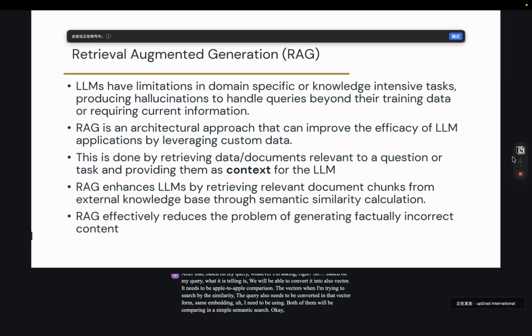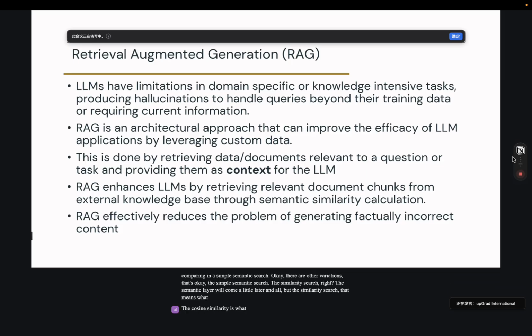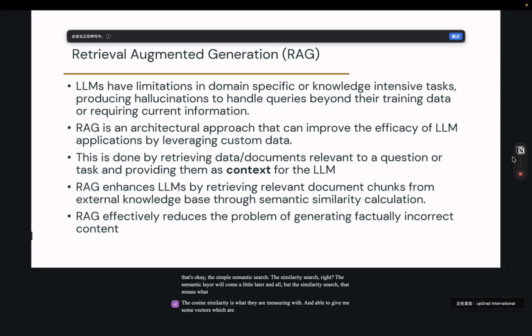Okay, there are other variations, and that's okay. The simple semantic search, the similarity search, right? The semantic layer will come a little later, but the similarity search, what does that mean? The cosine similarity is what they are measuring with, and it is able to give me some vectors which are matching. Those vectors will also go along with the query to the LLM before we get the generation.